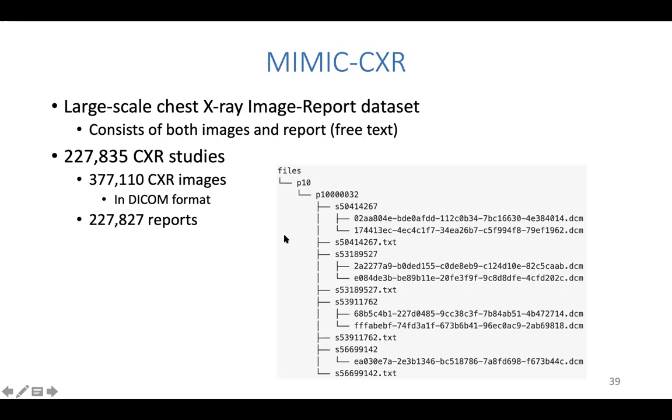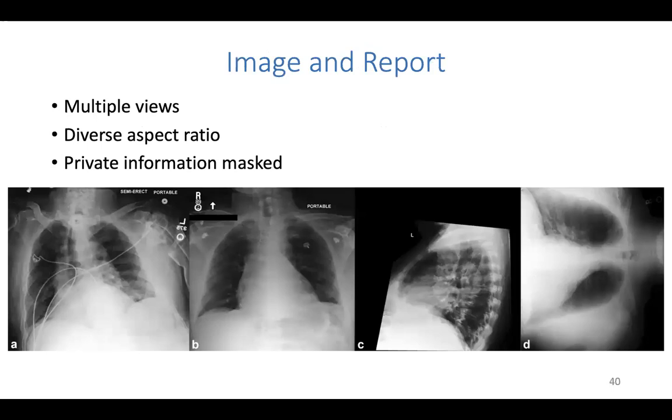So okay, this is MIMIC-CXR. It has a lot of images, approximately 400,000 images. So this is really more than enough to train a really powerful classifier. As I said, there are multiple views, and it has multiple diverse aspect ratios as well.